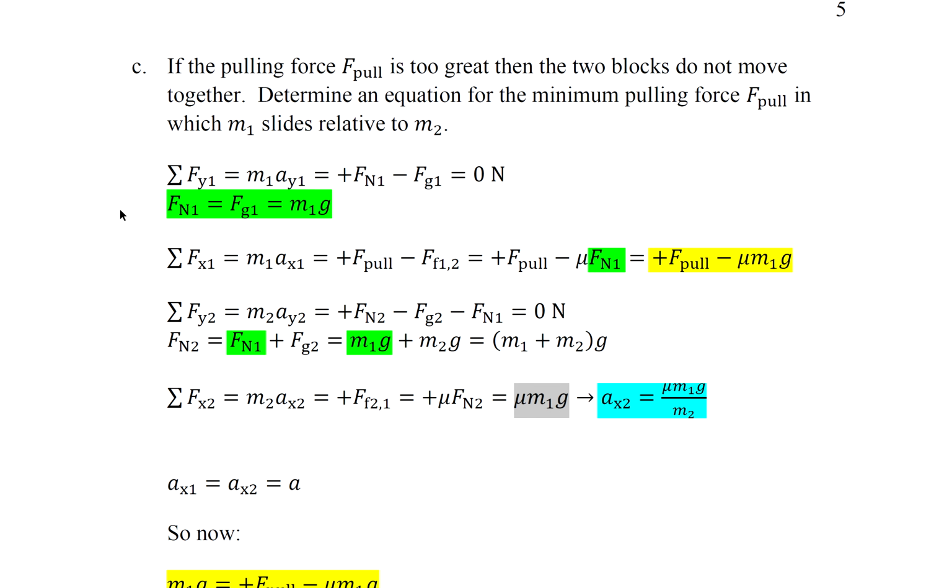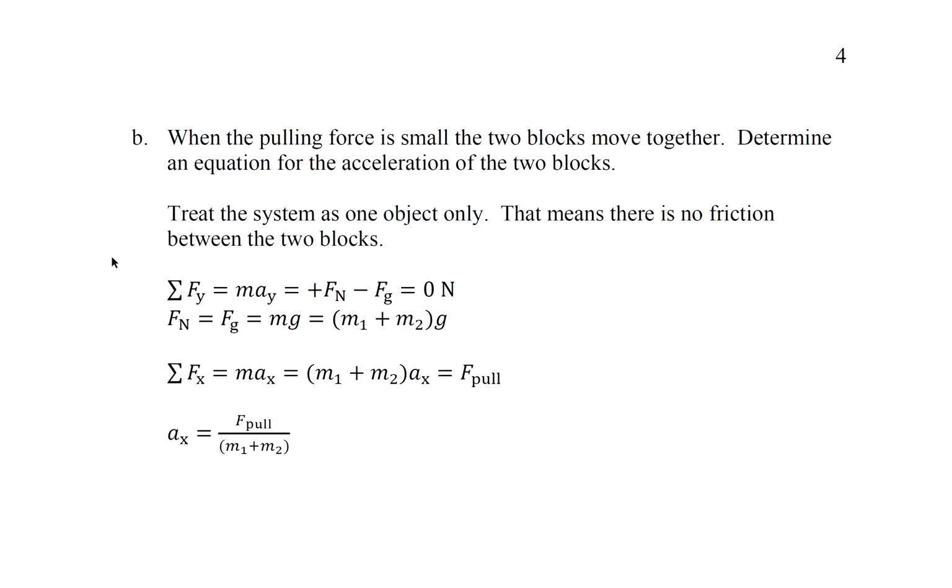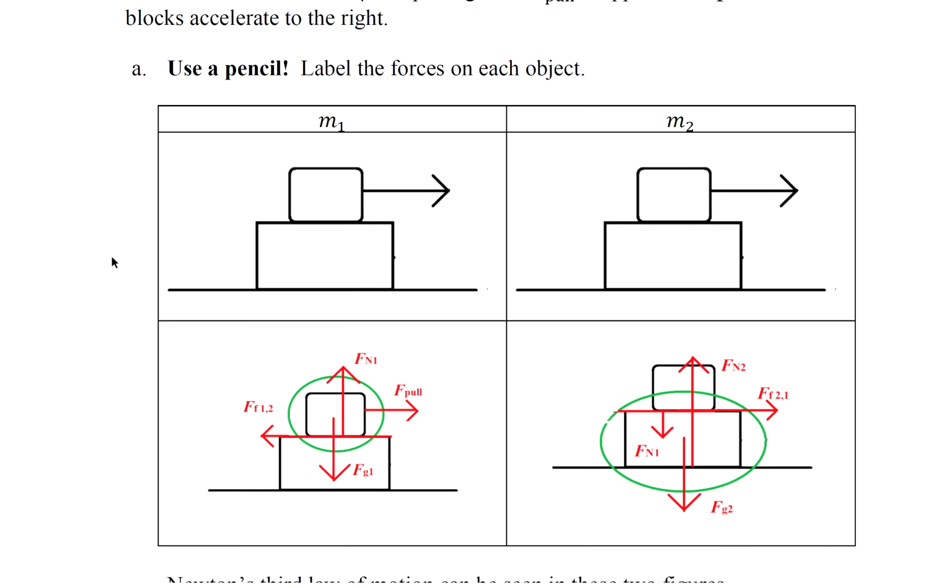Part C, if the pulling force, F pull, is too great, then the two blocks do not move together. Determine an equation for the minimum pulling force in which M1 slides relative to M2. So imagine if you pull mass 1 to the right with a great force. So now mass 1 and mass 2, they don't move together with the same acceleration.